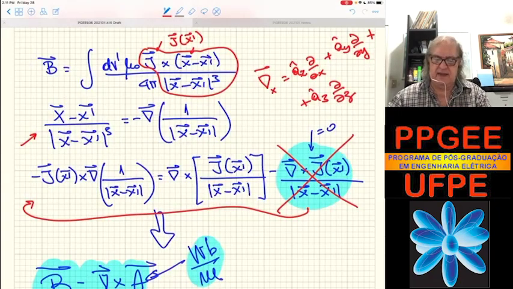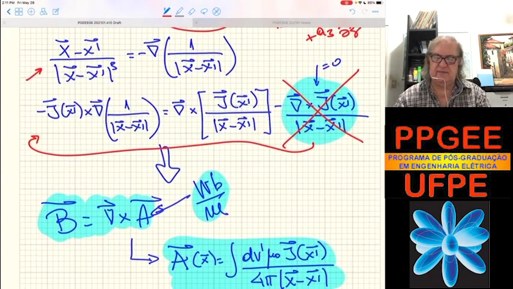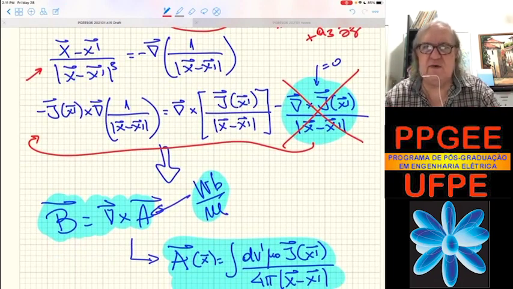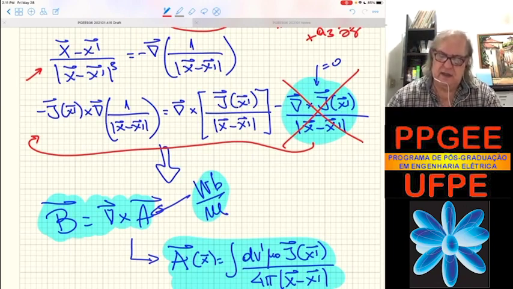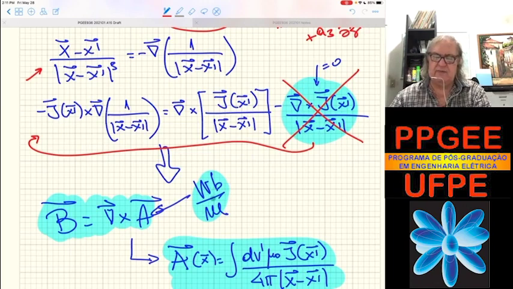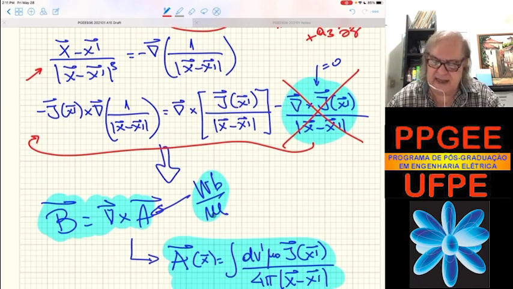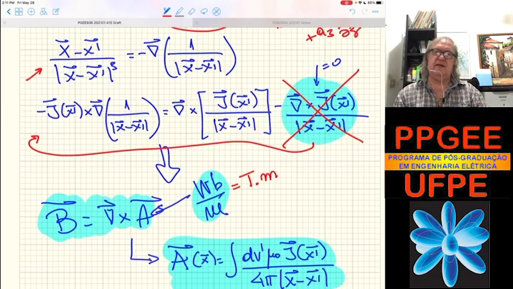Also, the vector potential doesn't have a physical meaning like the scalar potential in electrostatics. It has a dimension of Weber per meter. If you want to use Tesla, Weber per square meter is Tesla, so it equals Tesla times meter. Okay, the same thing.